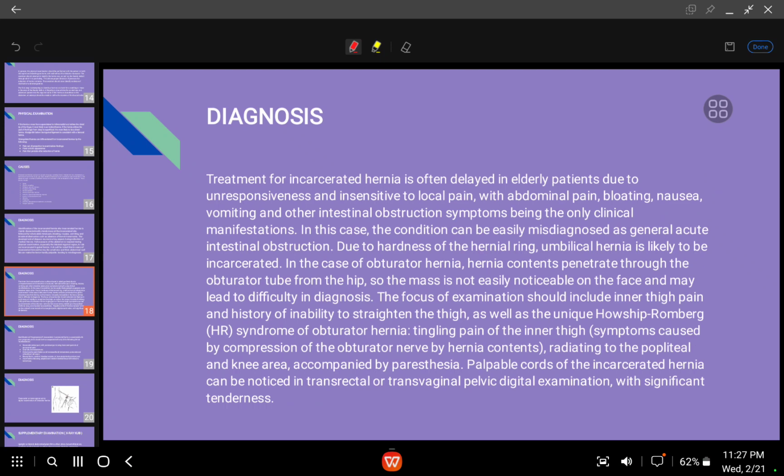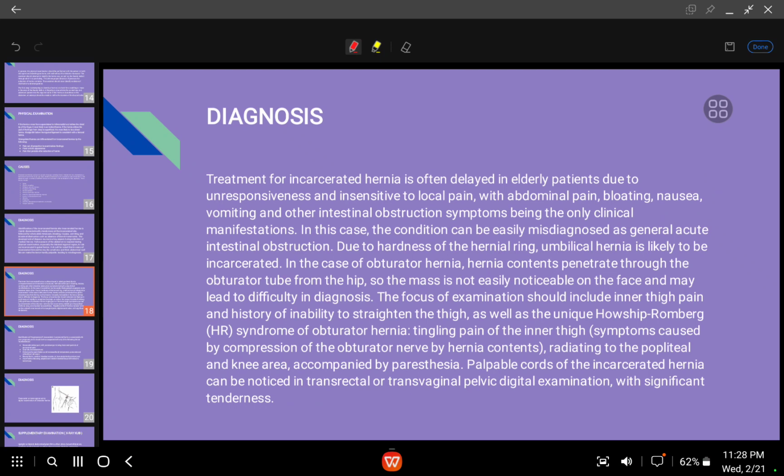So treatment for the incarcerated hernia is often delayed in elderly patients due to unresponsiveness and insensitivity to local pain, with abdominal pain, bloating, nausea, vomiting, and intestinal obstruction symptoms being the only clinical manifestation. In this case, the condition can be easily misdiagnosed as a general acute intestinal obstruction due to the hardness of the hernial ring. Umbilical hernia is likely to be incarcerated. In the case of obturator hernia, contents penetrate through the obturator canal from the hip, so the mass is not easily noticeable on the surface and may lead to difficulty in diagnosis.